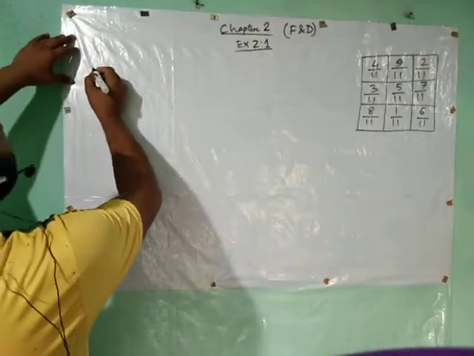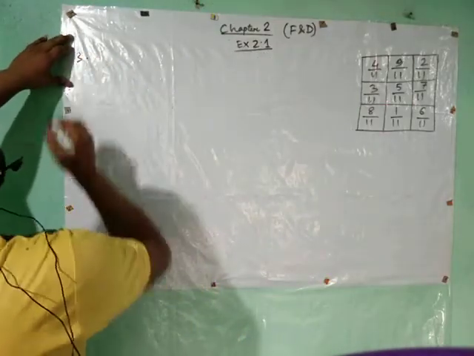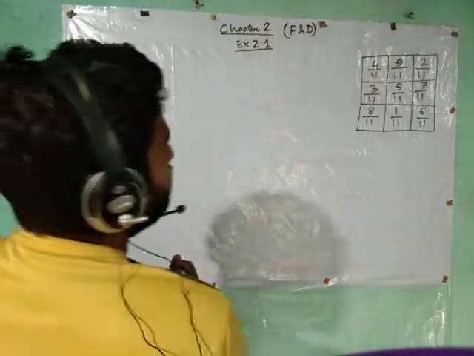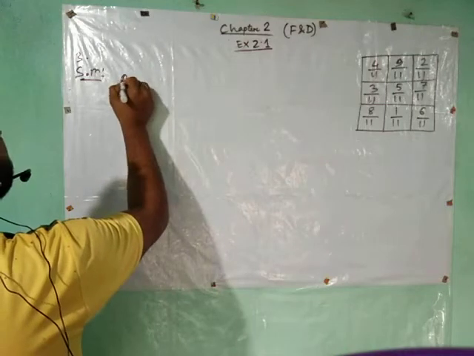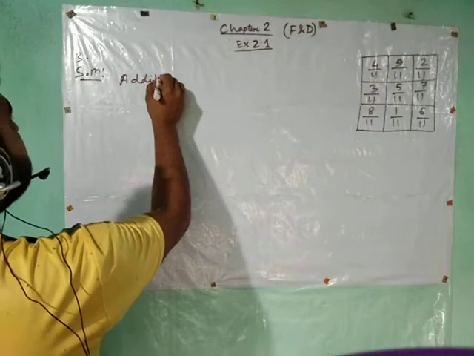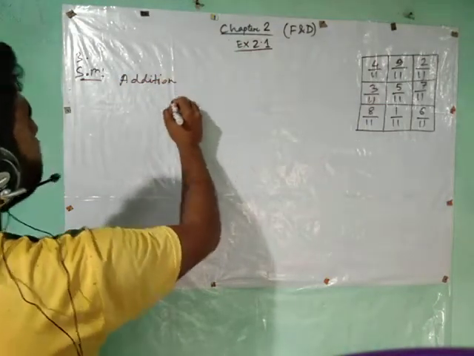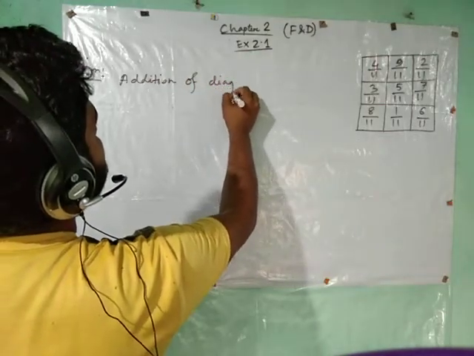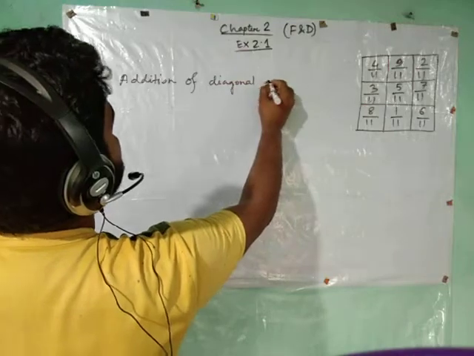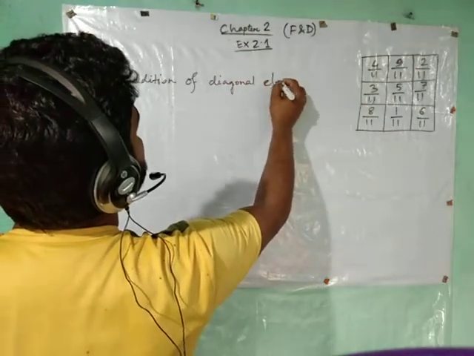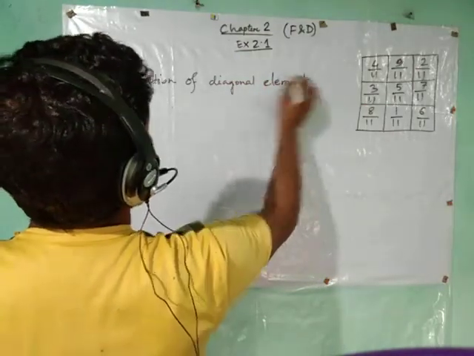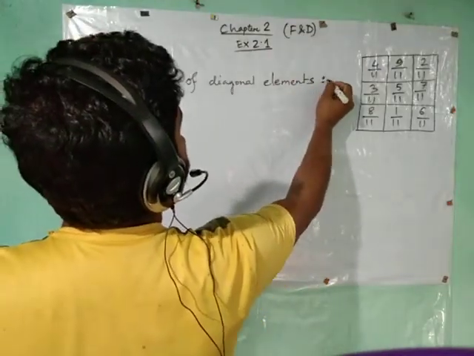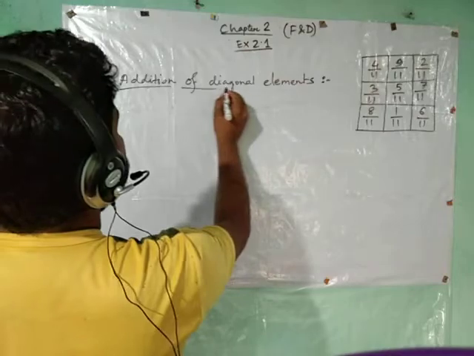So, first, the solution of question number 3. You have to write down the addition of, first, suppose, diagonal elements I am going to add. So addition of diagonal elements, underline this.